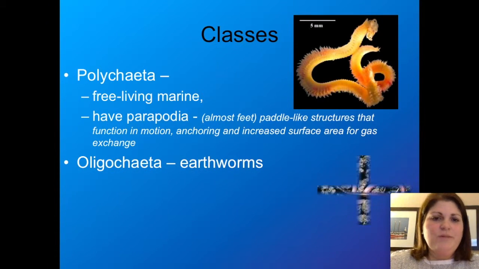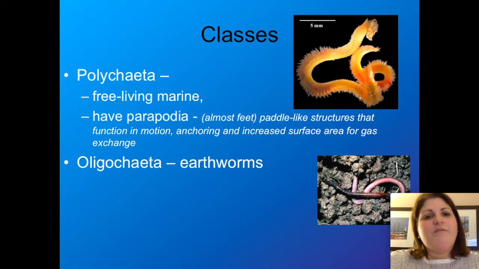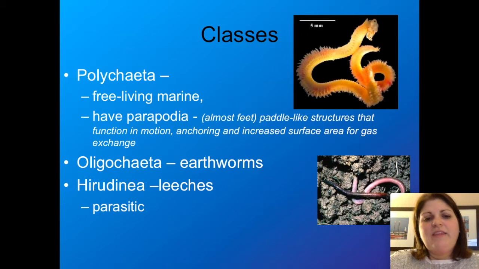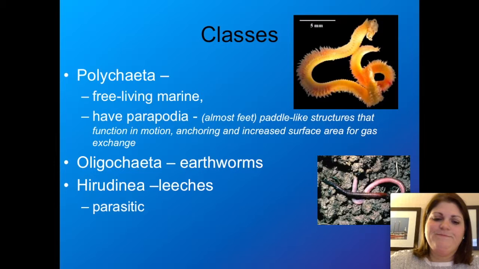Oligochaeta are the earthworms that so many of us are familiar with. They live primarily in soil. And finally, the leeches are parasitic. Let's take one last moment and review annelids before moving on.